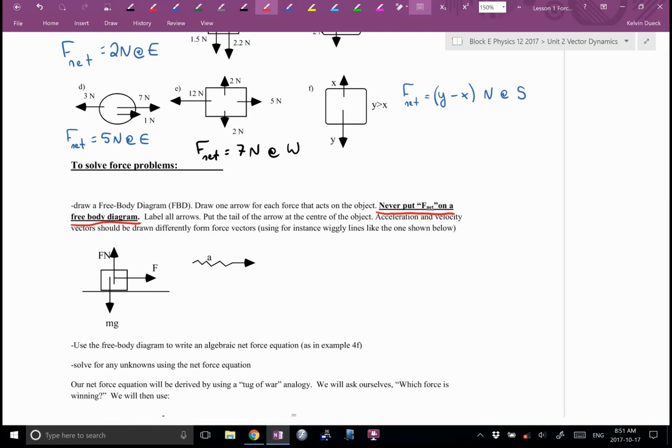And that's a common mistake kids will make as diagrams get more and more complicated. Or if they give you the net force and they're wanting you to work your way backwards, you'll be tempted to put F net on the diagram itself. Do not. We label all the arrows. We put the tail of the arrow whenever possible at the center of the object or close to the center of the object. My friend who typed this up often labels acceleration and velocity vectors, and he labels them differently, so he'll do acceleration as a little squiggly line and things. I tend to keep my free body diagrams fairly pure. I put forces and nothing else on them, usually.